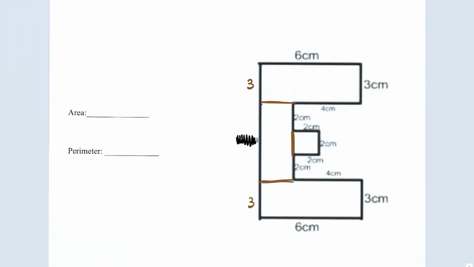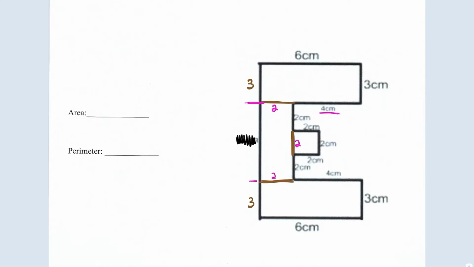I'm going to switch colors here. I know that this entire side should be 6, right? Because this is 6. But I know that this is 4. So how many is left over? Well, this should be 2. How long is this piece right here? Well, you'll notice that I got a little square on the right side, so all of the sides should be the same. So that's going to be 2 as well. And then this will be 2 as well.